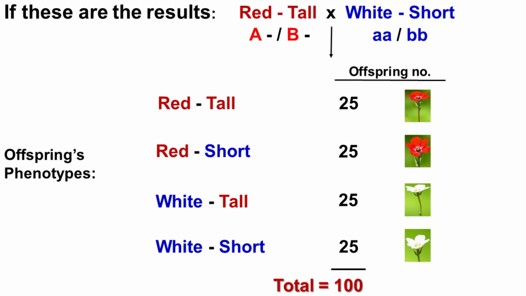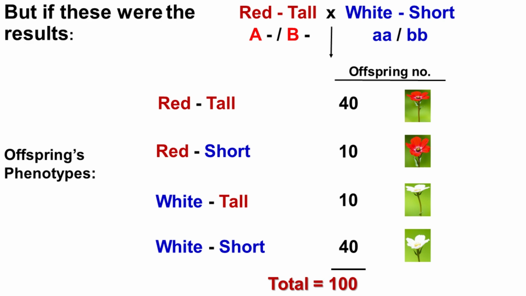Also, as the white short parent can only contribute recessive alleles a and b to the offspring, we see white short offspring, and we understand that the red tall parent must also have contributed recessive alleles for both genes. Therefore, the genotype of the red tall parent must be a double heterozygote. But what if these were the results?